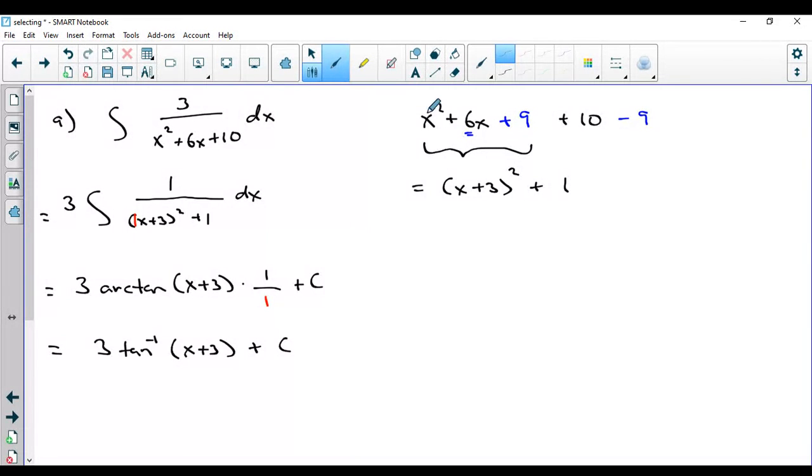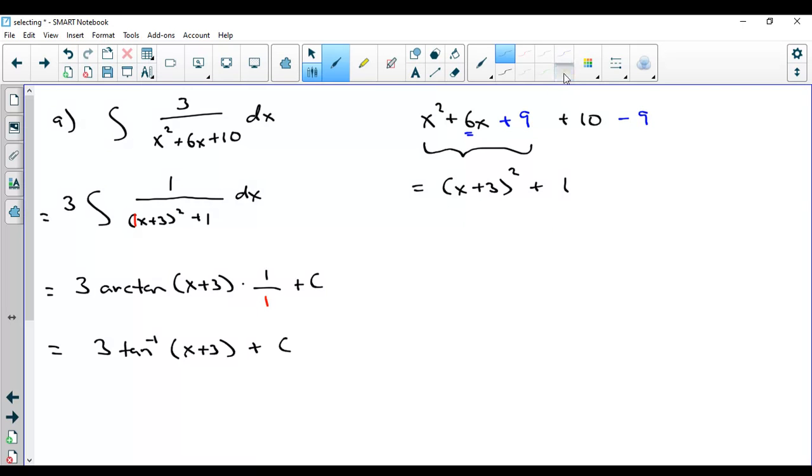So pretty quickly, we complete the square so that we can recognize that inverse trig derivative. If you were to take the derivative of this, it would be 3 times the derivative of arctan of stuff. It's going to be 1 over stuff squared plus 1 times the derivative of stuff. You, in fact, would get this, and if you multiply this out, you would get that. So that's kind of a big deal.